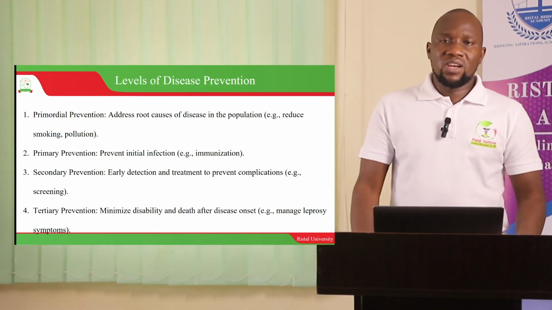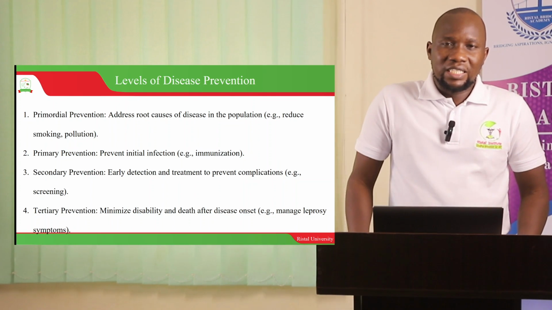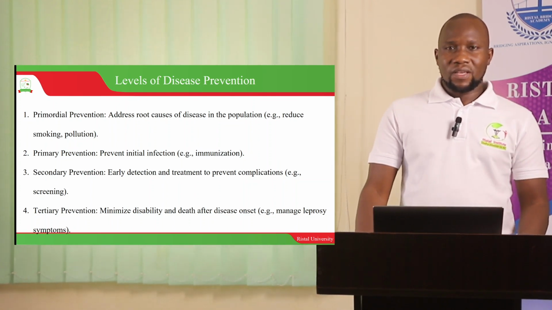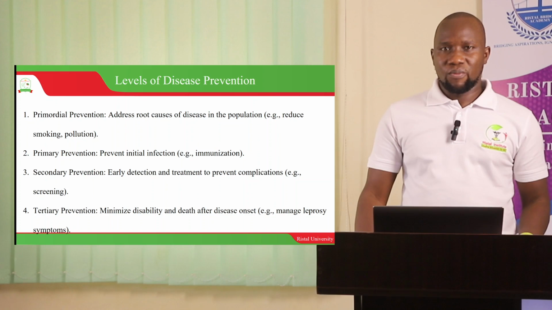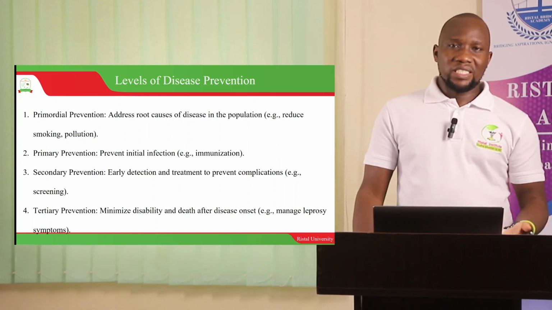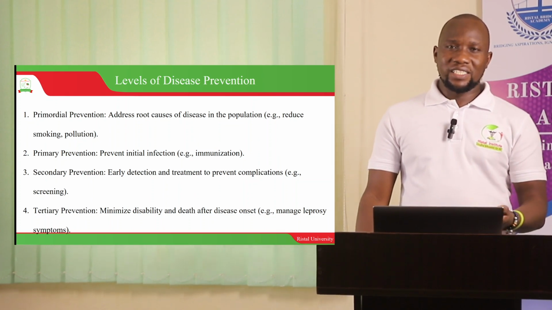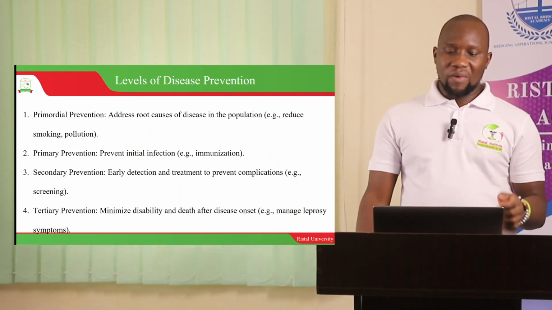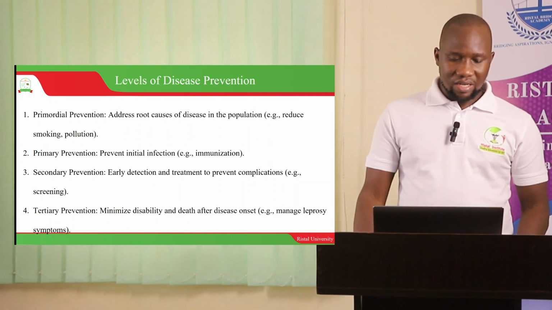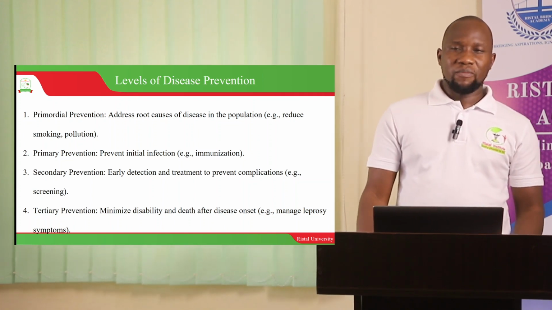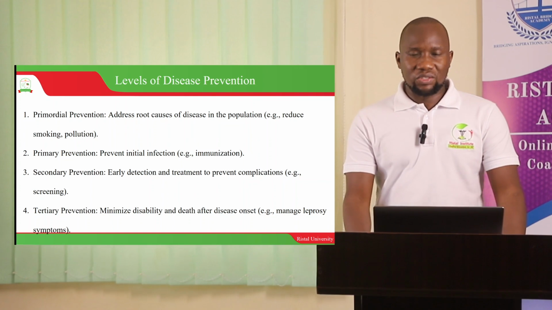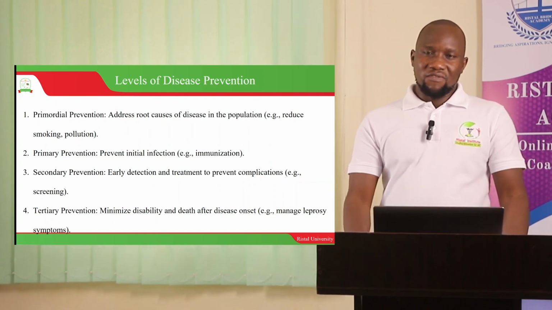Secondary prevention is concerned with detecting the disease early. Remember the iceberg phenomenon, where we have a lot of diseases below the surface, and those that we see are very few. If we detect the diseases early enough, it could be better. That is secondary prevention. Tertiary prevention is about minimizing disability associated with the disease and even death.